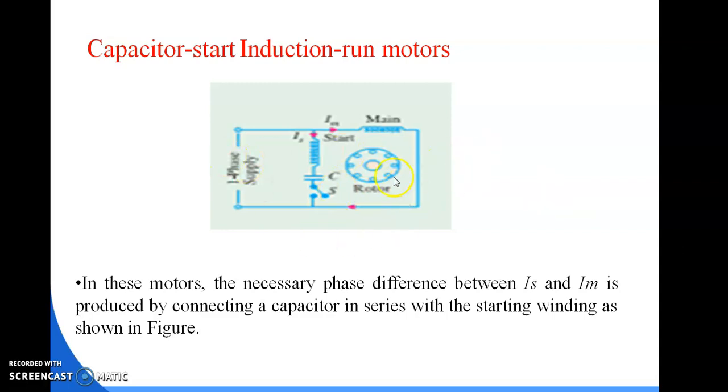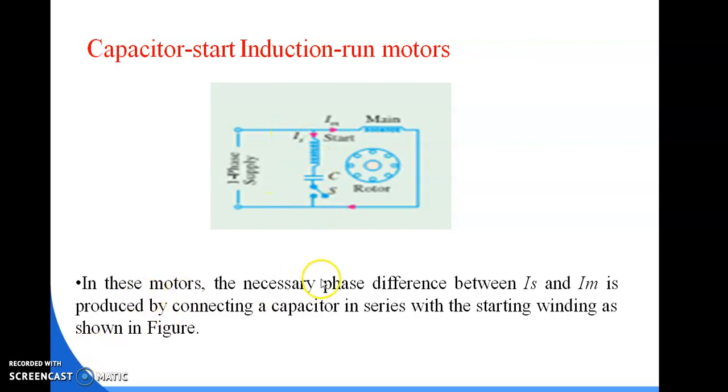This is the circuit you can see, students. Here is the single phase supply. This is the rotor. This is the main winding of the motor and this is the starting winding of the motor. And connected to it is a capacitor of value C and a switch, as shown with the name S. Here is the current flowing through the main winding, IM. This is the current flowing through the starting winding, that is IS.